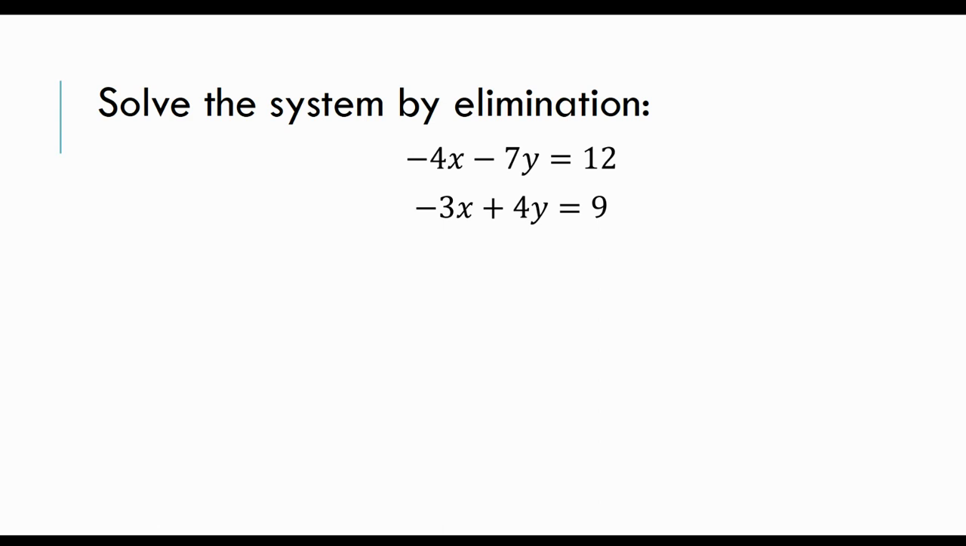It doesn't matter which variable you try to eliminate first. For me, I see that the y's are already opposite signs. The 7 is negative, the 4 is positive. So it's not that I have to worry about changing any signs. It's just the numbers that are going to have to change. So I'm going to do the y's.